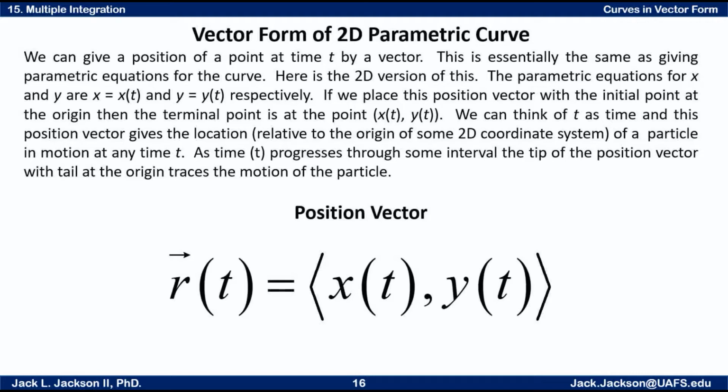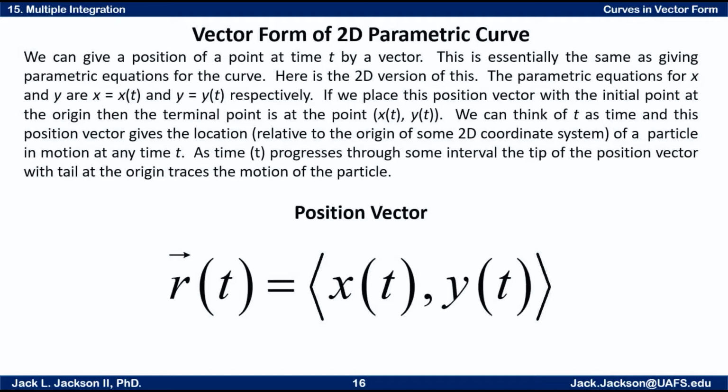Here's the 2D version of that. The r vector as a function of t is some x of t, y of t. Now the x of t is the parametric equation for x in terms of t, and y of t is the parametric equation for y in terms of t. So if we place this vector with the tail at the origin of some coordinate system, then the tip of that vector will be at the point, at the particle, where the particle is.